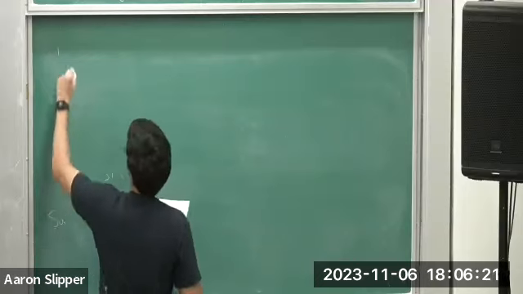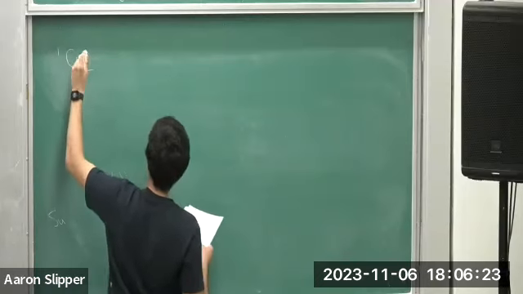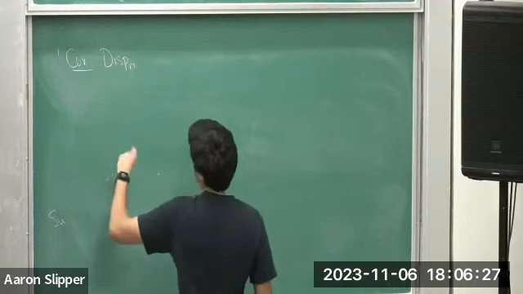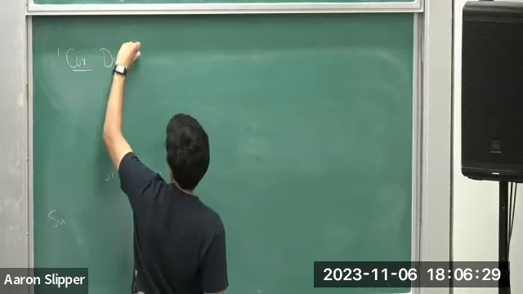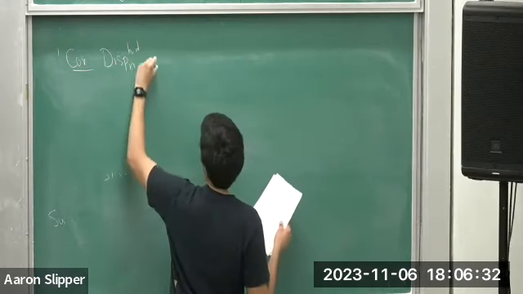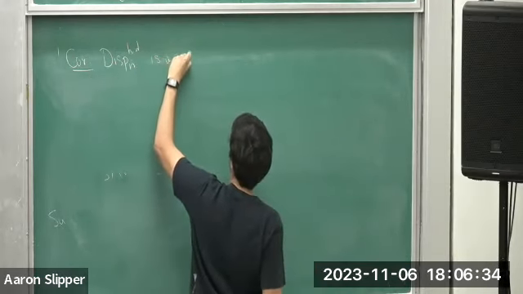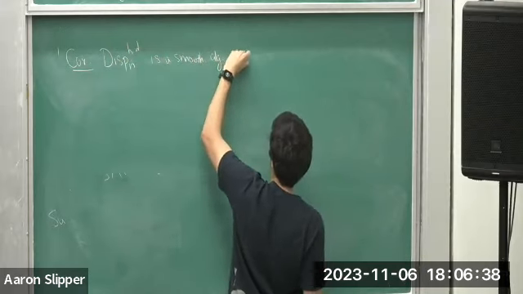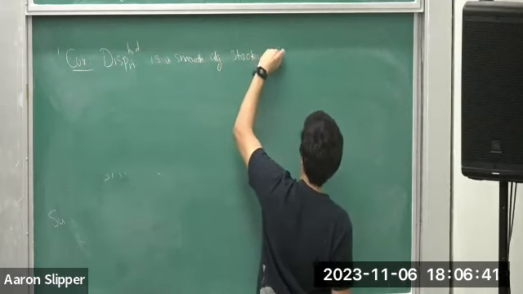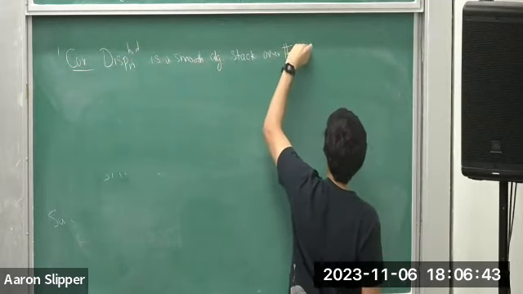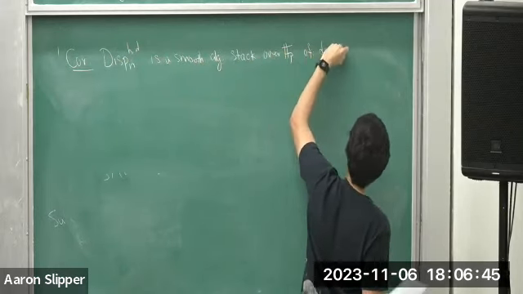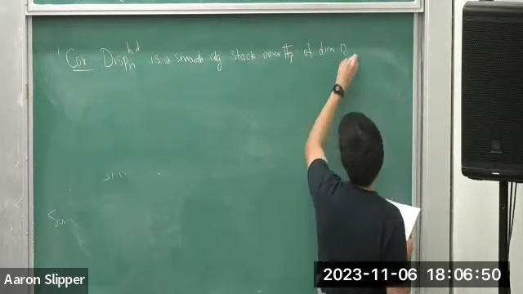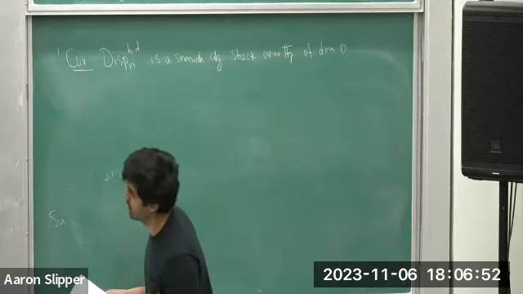So the corollary: this n, or you could put HT as well, but just this n is a smooth algebraic stack over F_p of dimension 0. And the natural truncation morphisms are smooth and surjective.